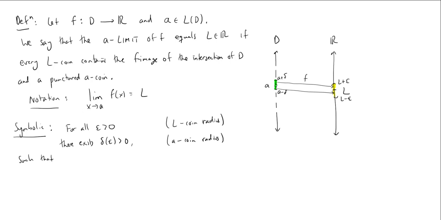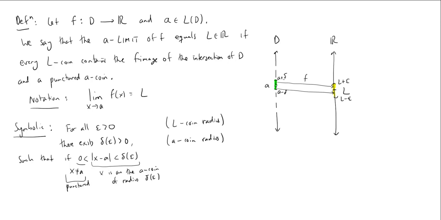we want the L coin to contain the F image of the intersection of D and this punctured A coin. We could write this in a couple of different ways. Here's first the standard one. If x and A are less than delta of epsilon apart, that means my x is inside this A coin. But I also don't want x to equal A, so the way I handle that is by assuming that the distance between x and A is not equal to 0. This part tells us x is in the A coin of radius delta of epsilon, and this bit tells us x does not equal A. So this gives us the punctured part.